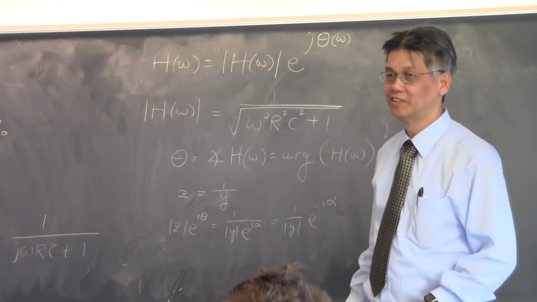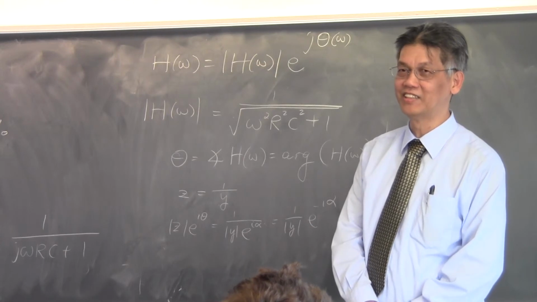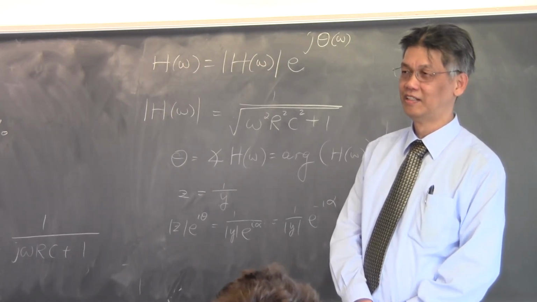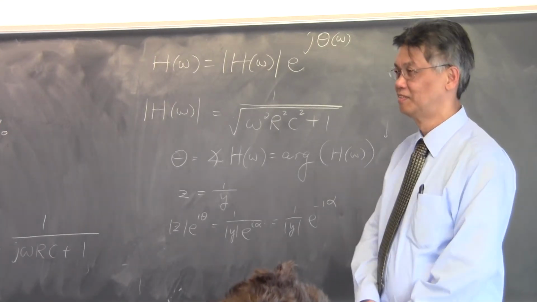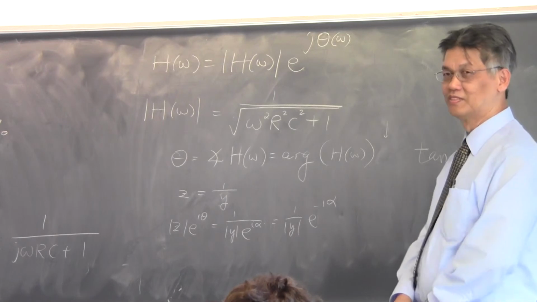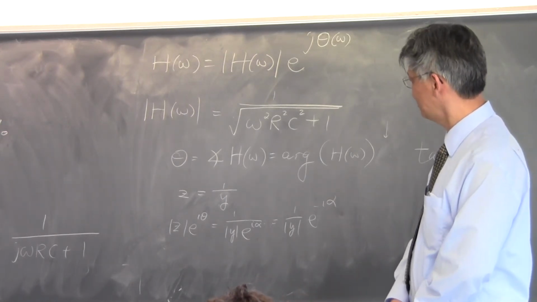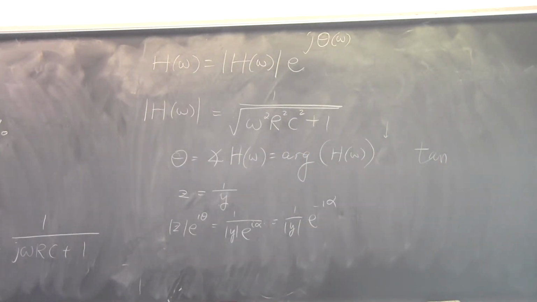I'll give you a hint. You do something with tangent. Okay, do you do something with tangent or arctangent? Arctangent of j RC over 1. Not quite correct. Not j RC over 1, but what should it be?